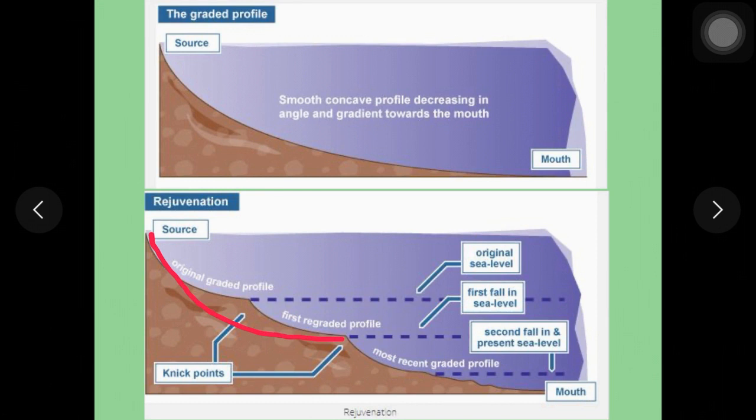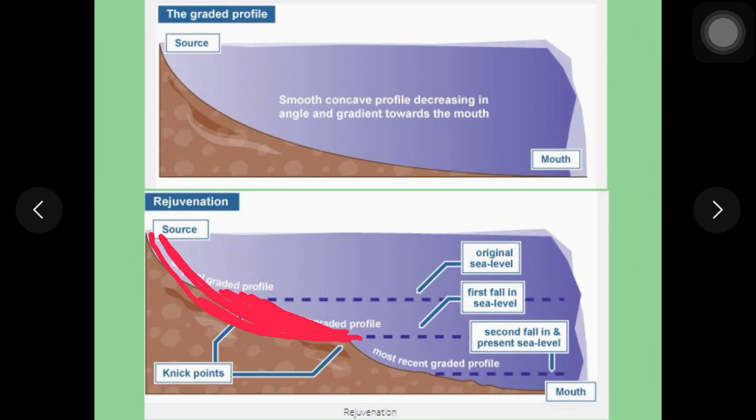The river will try to achieve this graded profile, and for this it is eroding its own channel vertically downward, like here you can see, and this is called regradation, and this portion will be eroded until this graded profile becomes perfectly concave upward.